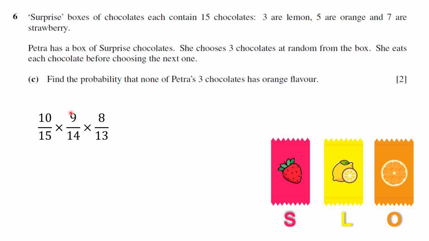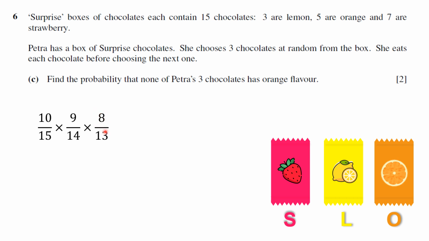And the probability of getting the second chocolate that's not orange is going to be 9 out of 14, because 1 chocolate has been eaten. So we're only going to be left with 9 chocolates that are not orange. So it's going to be 9 over 14. And the probability of selecting this third one that is not orange flavored is going to be 8 over 13, because 2 of the chocolates have been eaten. So we're only left with 13 chocolates, and only 8 chocolates will be remaining that are not orange.